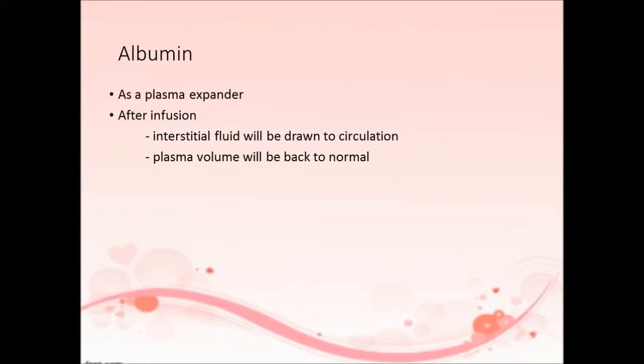After that, albumin is the predominant product of hepatic protein synthesis and one of the most abundant plasma proteins. Albumin as a plasma derivative also acts as a plasma expander. The administration of a volume of 25% albumin solution causes 3.5 times the administered volume to be drawn into the circulation within 15 minutes. Besides, it can also draw interstitial fluid into the circulation. This can increase the circulation volume.